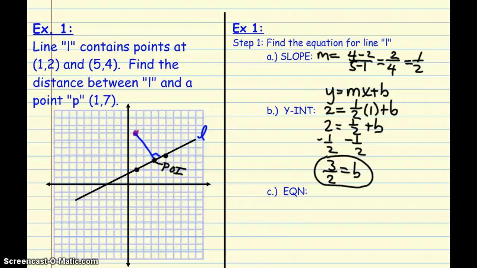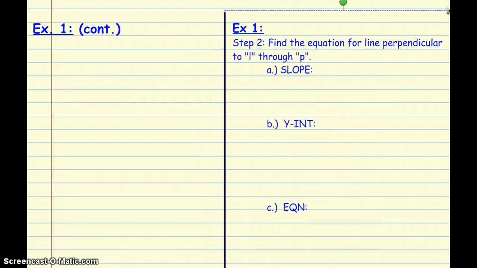So what we have figured out is that the equation for this line L is y equals 1/2 x plus 3/2. We're going to use that equation momentarily. The next thing that we need to do is find the equation for the line that's perpendicular to it. I drew that perpendicular line on our screen.